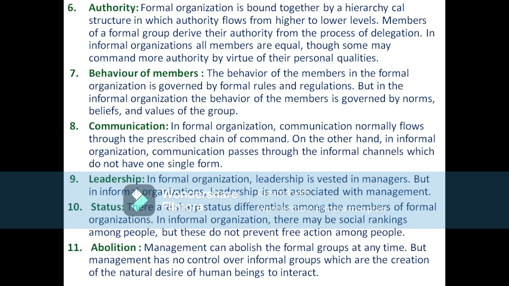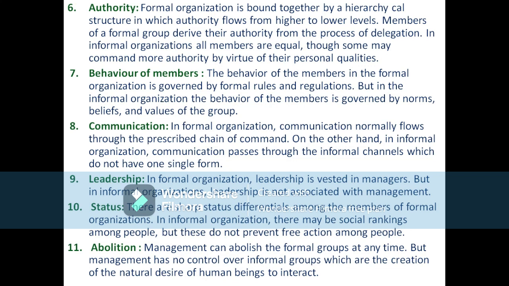Coming to another difference, authority. Depending upon authority, how can formal and informal be differentiated? A formal organization is bound together by a hierarchical structure in which authority flows from higher to lower levels.